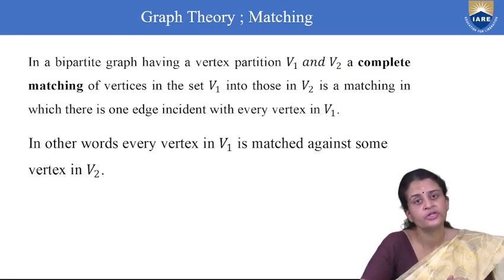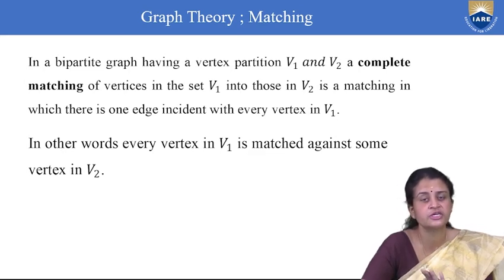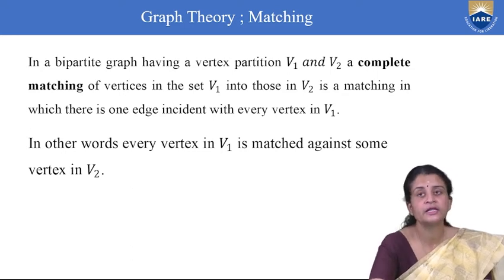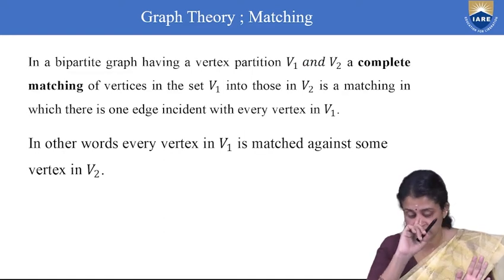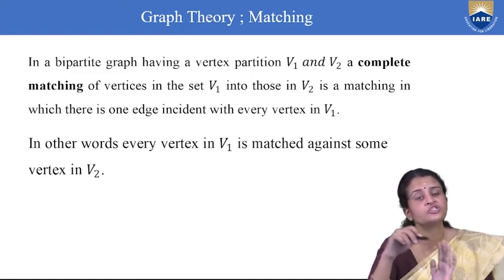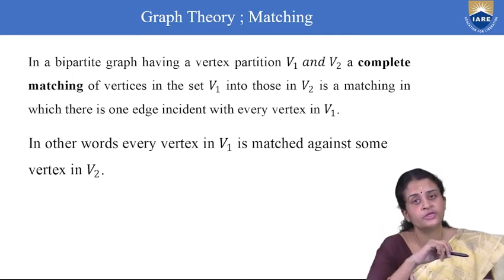So now we are going to define what a complete matching is. We have already defined what a matching is, and we have seen different properties of matching. Now we are going to see what a complete matching is. A bipartite graph having a vertex partition V1 and V2 is said to have a complete matching if all the vertices of V1 are matched to some vertices of V2.